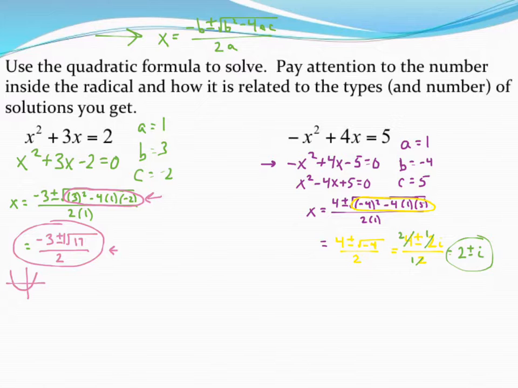Now speaking about the graph, if I were to graph this to check my solutions, I'd see the parabola did not have any x-intercepts, and that's because my solutions are imaginary. It doesn't cross the x-axis anywhere. I still get two solutions, they just happen to be imaginary.